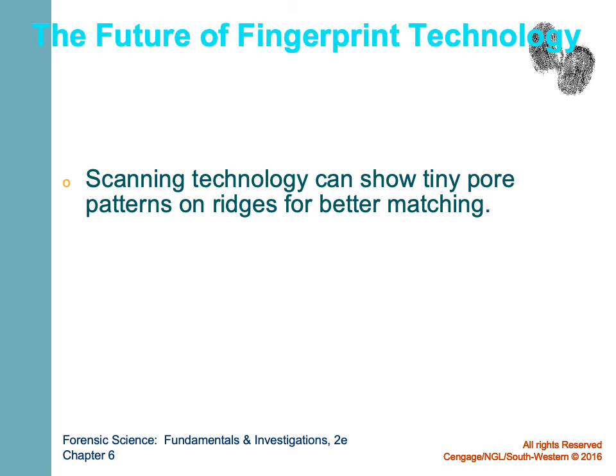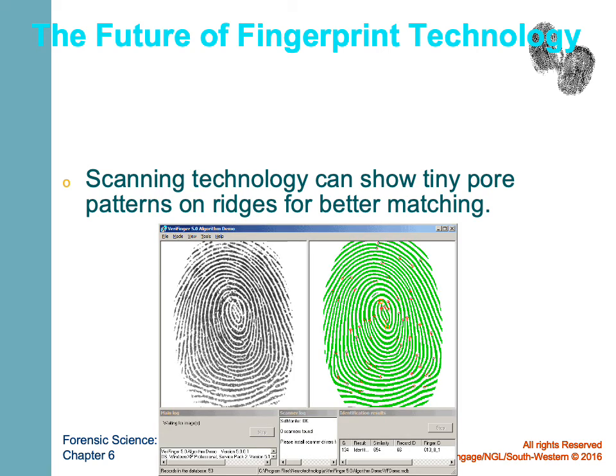The future of fingerprinting is by using the pores. So by identifying the pores, you can actually get far greater detail in stating that this is the person. Because there are instances where there is faulty fingerprinting.